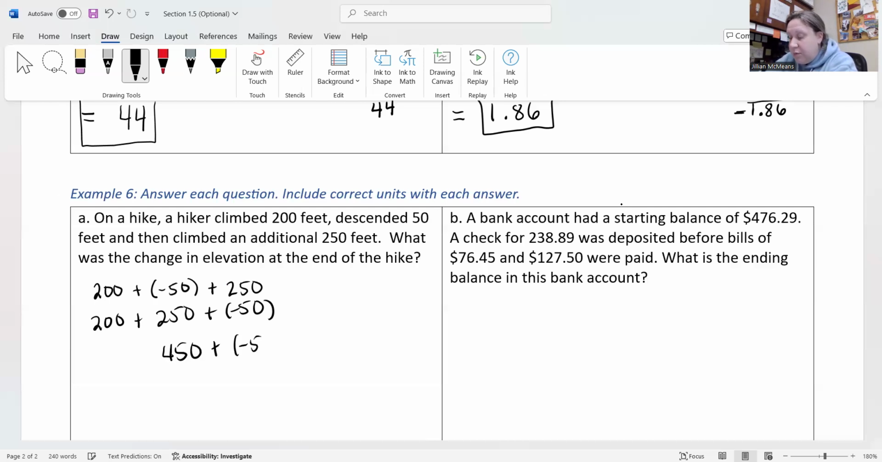And then we want to add that negative 50, that little dip that we took at some point in our hike. So now we're adding two numbers with different signs, so we technically subtract. 450 minus 50 would be 400. But is this going to be positive or negative? Well, we have 450 positives and only 50 negatives. So in this case, we had a positive 400-foot change in elevation.